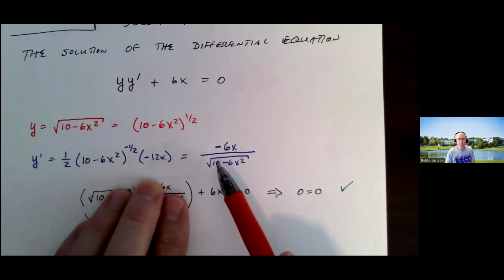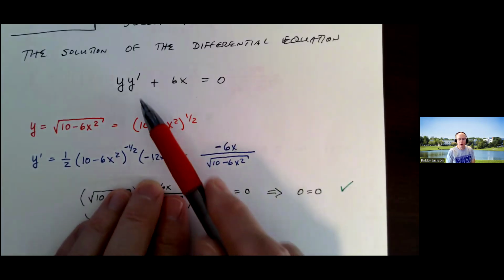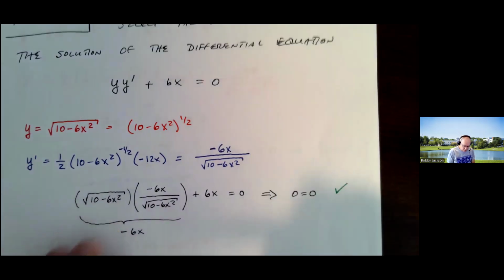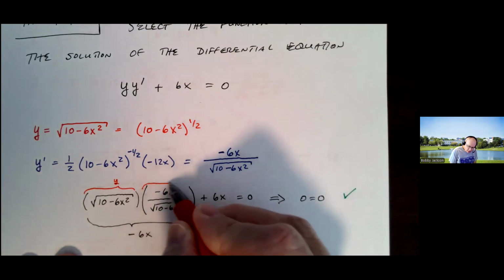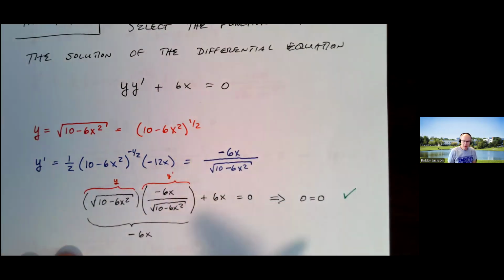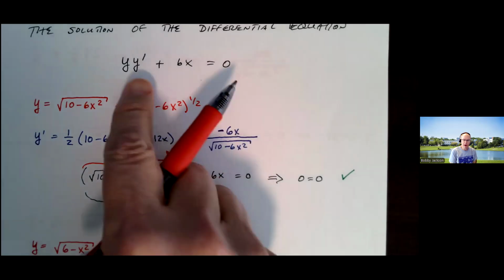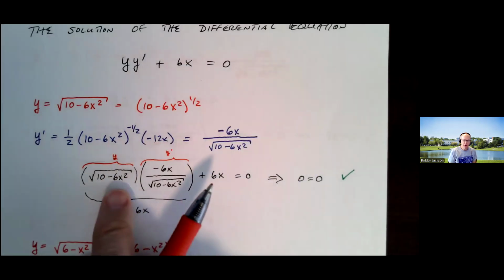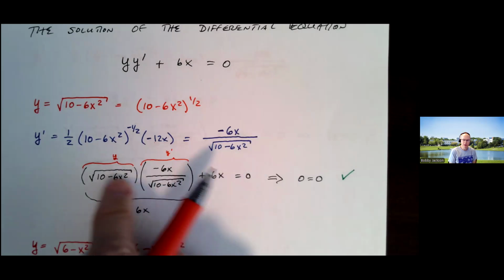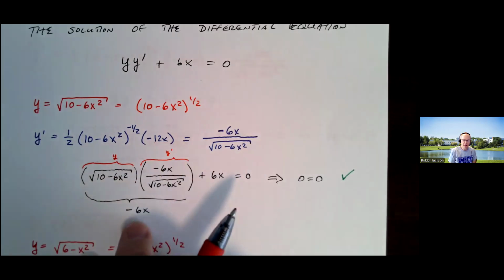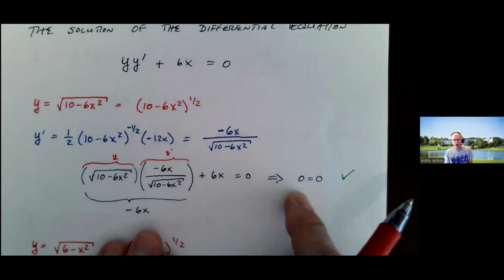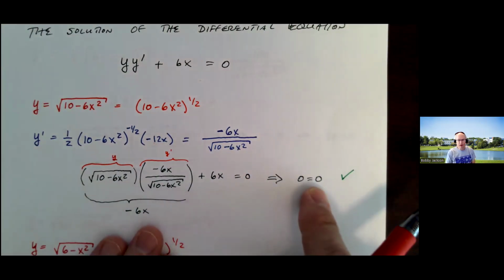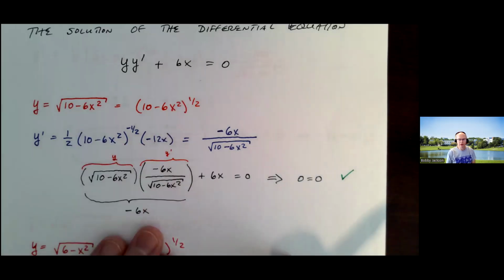So there's the derivative. And now I'm just going to plug in, right? Y is this thing here, and this is the y prime. All right, and notice what happens here. You've got y times y prime plus 6x equals 0. The square roots here cancel out essentially, and you just get negative 6x here. And what is negative 6x plus 6x? It's 0. So for all values of x, this equation will be true. It's an identity. So this indeed is the solution.